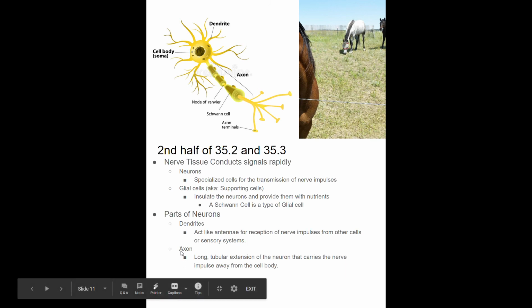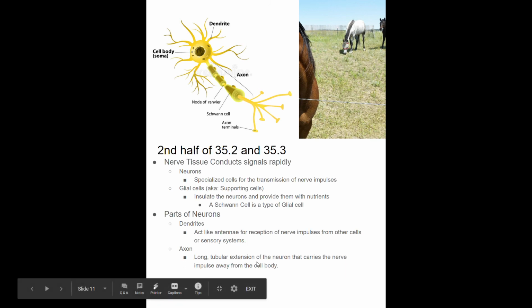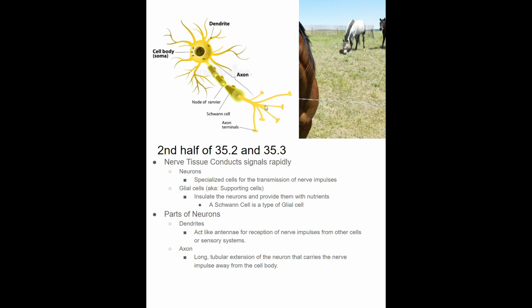The axon, this whole big dude, is a long tubular extension of the neuron that carries the nerve impulse away from the cell body. So the impulse is going into the cell body and then is coming down and out the axon and will exit these axon terminals. Okay?